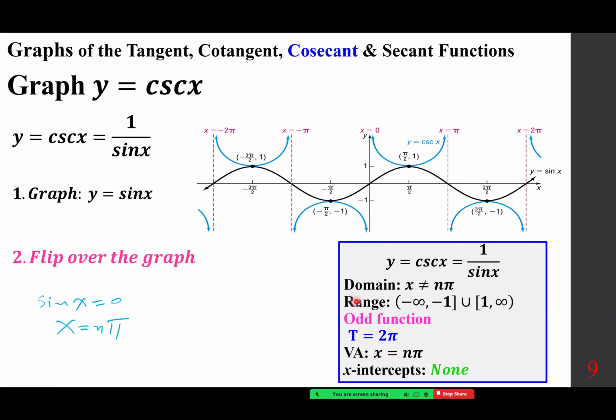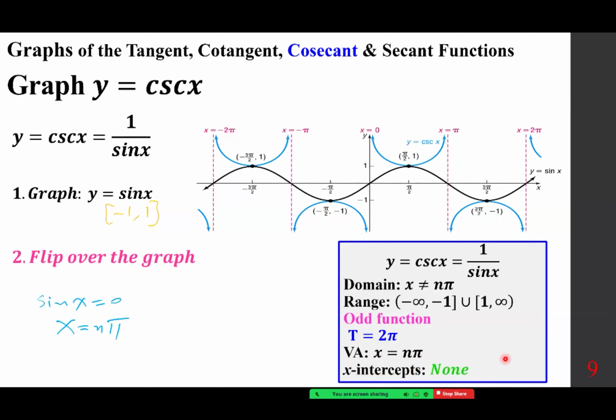Range. What was the range for sine? For sine, the range was from -1 to +1. So when you flip it over, all numbers are included except what's in between. -1 itself is there, +1 is there, but in between those two numbers, it doesn't belong to the graph of the blue function, y equals cosecant x. And as you know, cosecant, just like sine, is an odd function. The period, just like sine, is 2 pi. And so VA becomes n pi, and we don't have any x-intercepts.